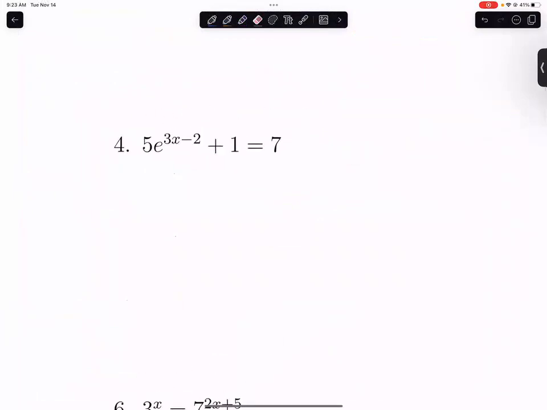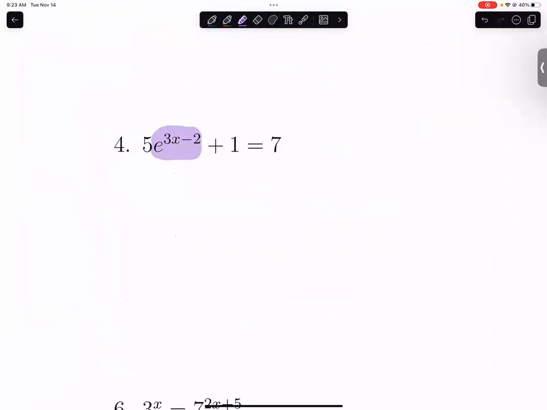Let's talk about 4 real quick. Yes, I assumed as much. Okay. That's the exponential part, right? That's where the thing that I'm solving for is. It's e to the 3x minus 2. It's not 5e all raised to a power. It's just the e part that is the only thing with the exponent on it. So what do we need to do first?